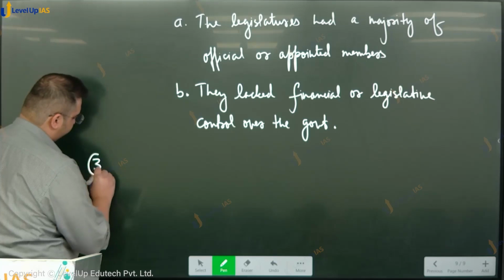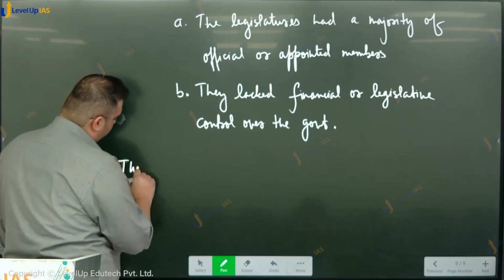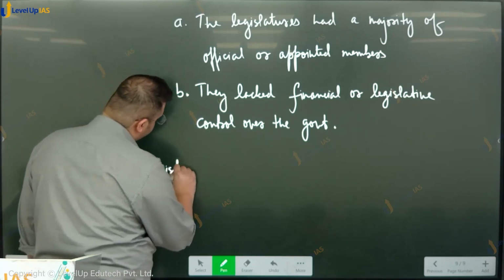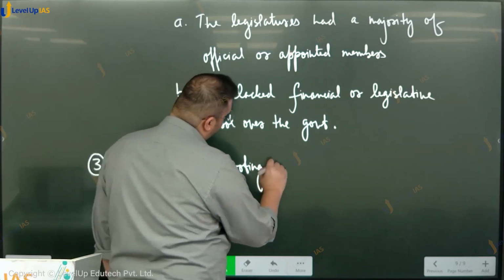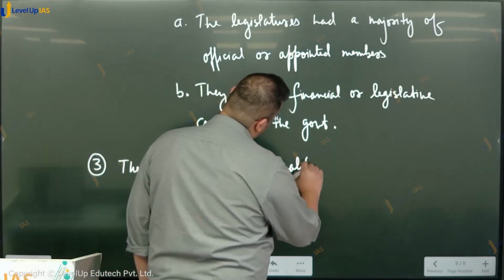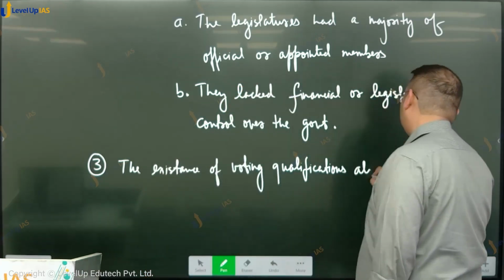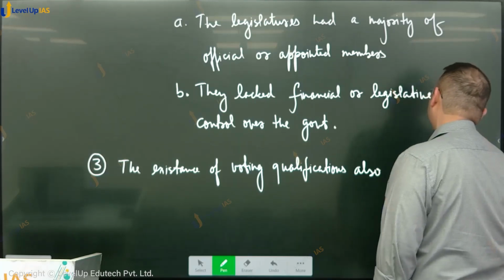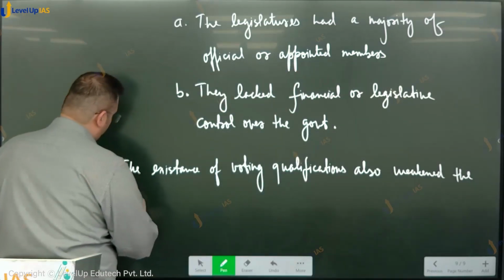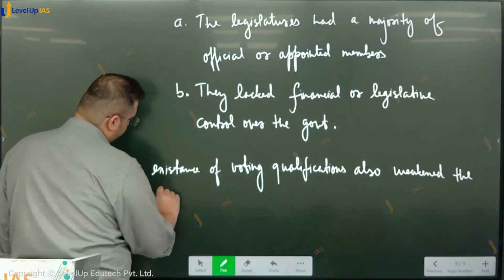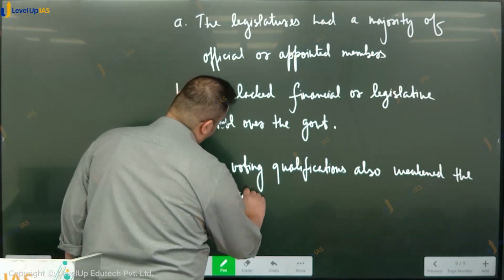Third shortcoming, the existence of voting qualifications also weakened the notion of popular sovereignty.